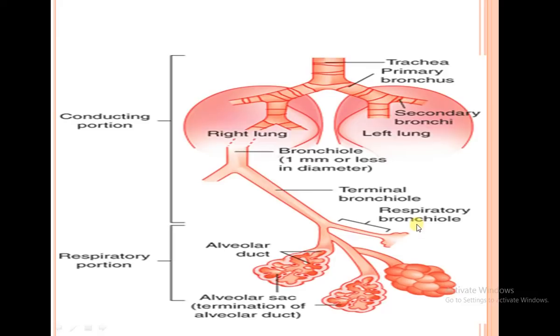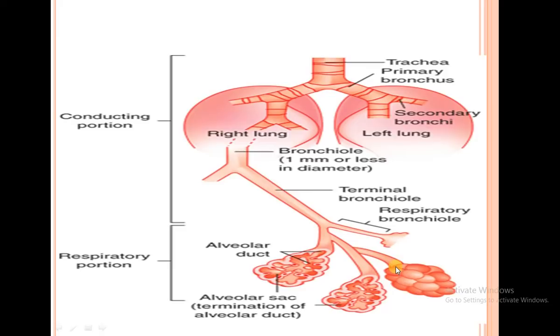The respiratory bronchioles then give rise to the alveolar ducts, and alveolar ducts in turn give rise to the alveolar sacs. So you can see here, these are the alveolar sacs. This is the section, and this is the entire picture of how the bunch of alveoli looks, which are connected with the alveolar ducts.